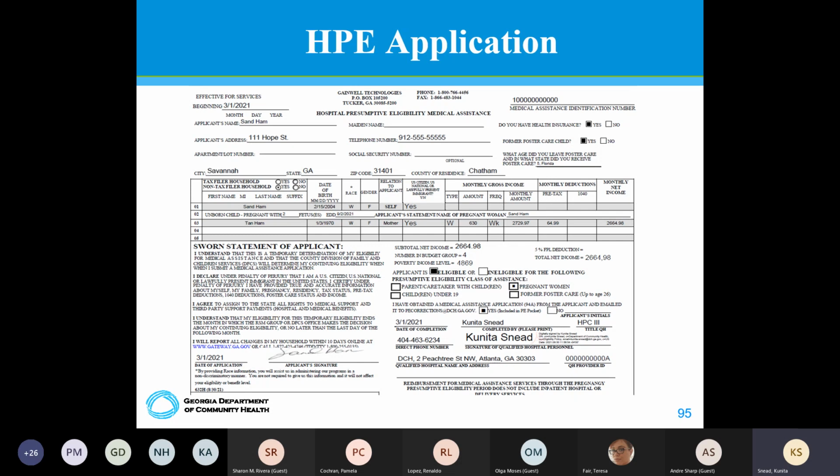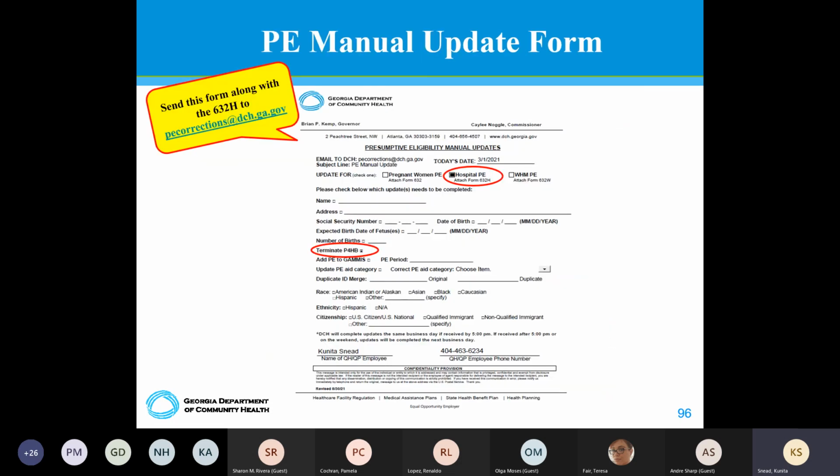The next thing we need to complete is our PE manual update form because remember, she's receiving P4HB. So you need to notify DCH that that P4HB case needs to be terminated. So up here, you're going to put the date, which was March 1st, 2021. And remember, you always check or darken in the square for hospital PE. Then you're going to check the box down here where it says terminate P4HB. Print your name, your telephone number.